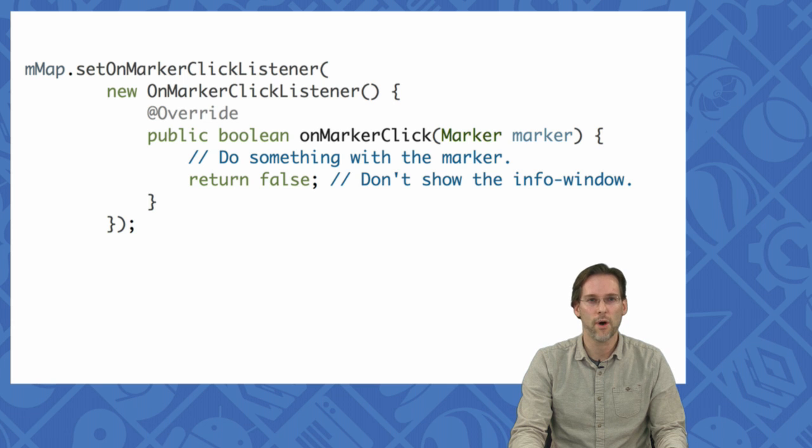If you want to take some other action when a user touches a marker besides showing an info window, you can implement an OnMarkerClick listener and assign an instance of your listener to the Google Map class. When a user touches the marker, the OnMarkerClick method of your listener instance is called with a reference to the marker that was clicked.